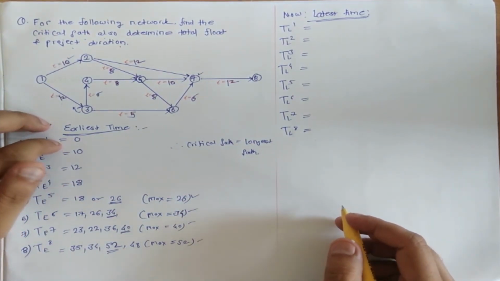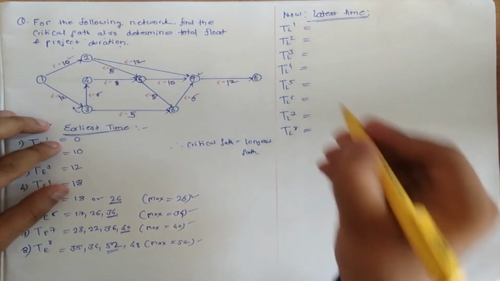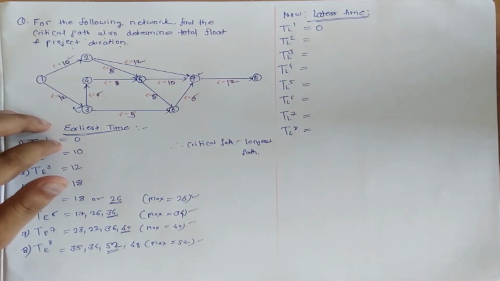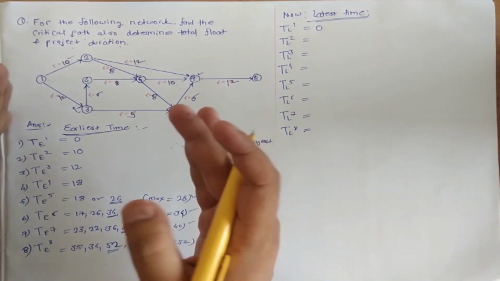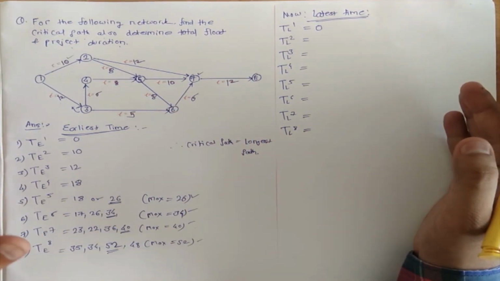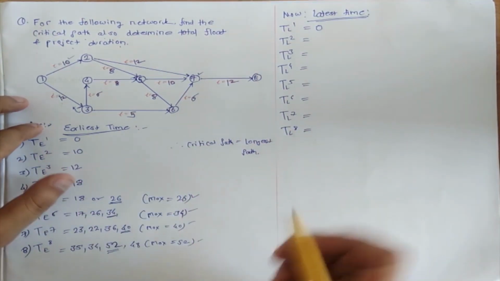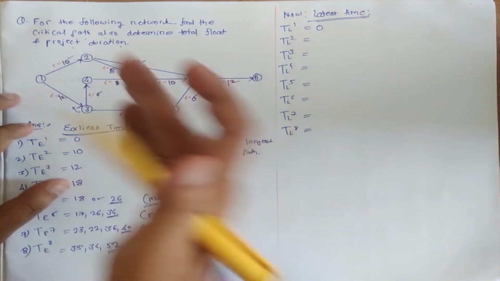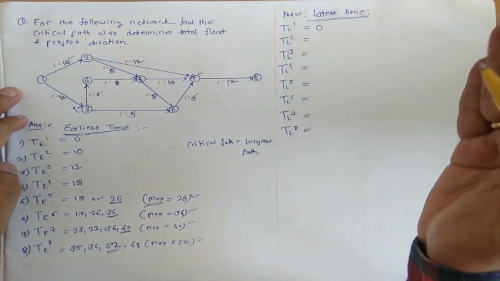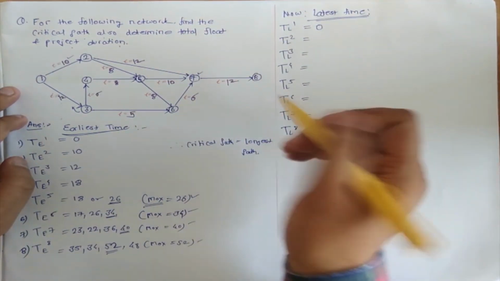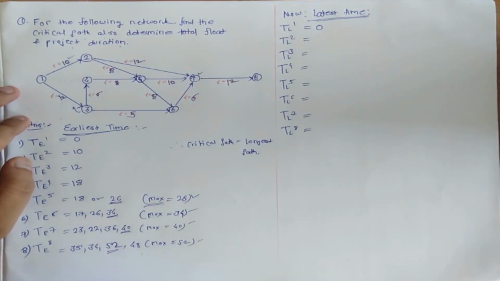So TL1, of course it will be 0 because the first activity starts at 0. Now what is the difference between the earliest time and the latest time? In the earliest time we need to pick the maximum value, and we need to start counting from left to right. We need to add the successive numbers, but in the latest time we need to start from right to left, and we need to subtract from the maximum total value.